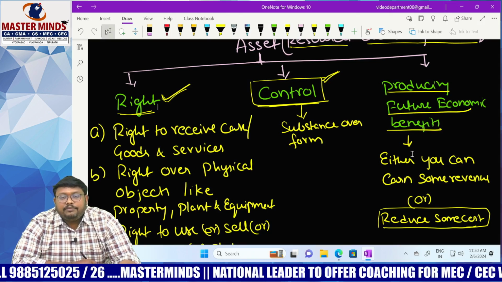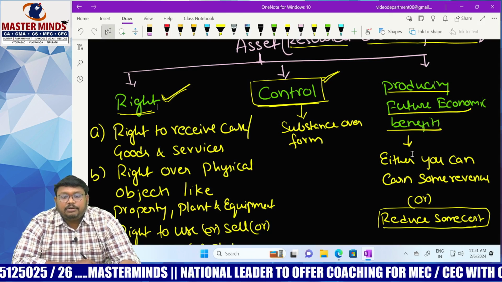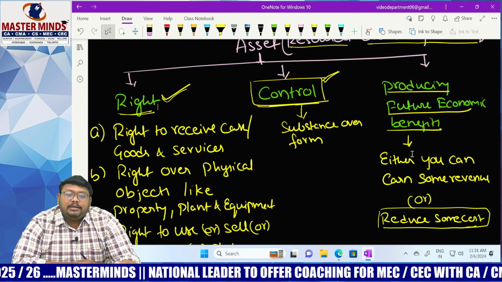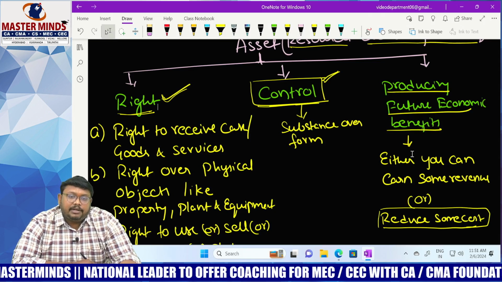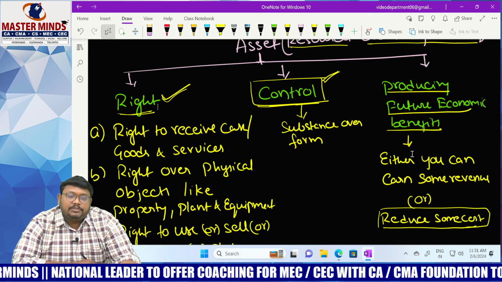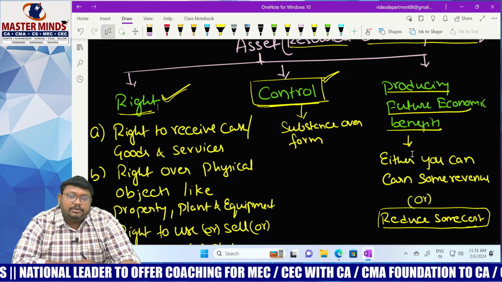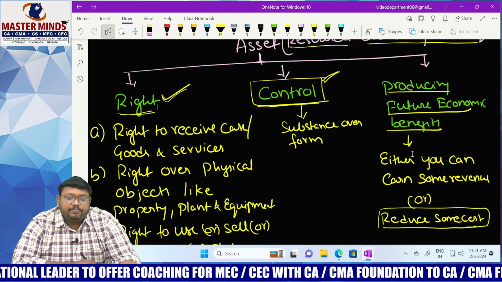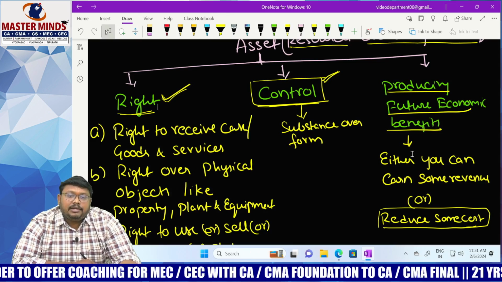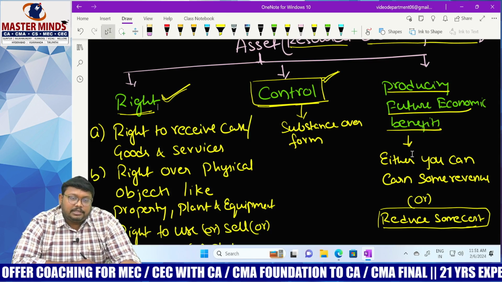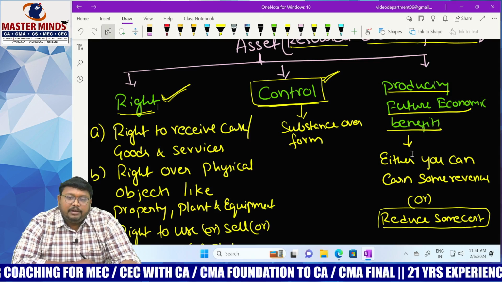What is producing future economic benefits? Because of using this asset, either you can earn some revenue or reduce some cost. You can earn some revenue by producing goods from the machinery, selling the goods and realizing the revenue. Or if you purchased an asset, because of that asset you reduce some cost, some variable cost.